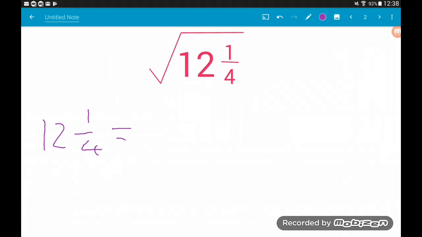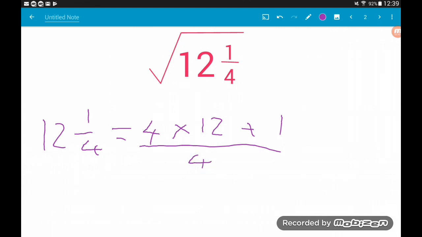Well, remember, we multiply the whole number by the bottom of the fraction, so we're going to do 4 times 12, and then we add the top of the fraction, so add 1, and then that's all over the bottom of the fraction. So up on top, 4 times 12 is 48, add 1 is 49, so we get 49 on top and 4 on the bottom. So 12 and 1/4 is exactly the same as 49 over 4.